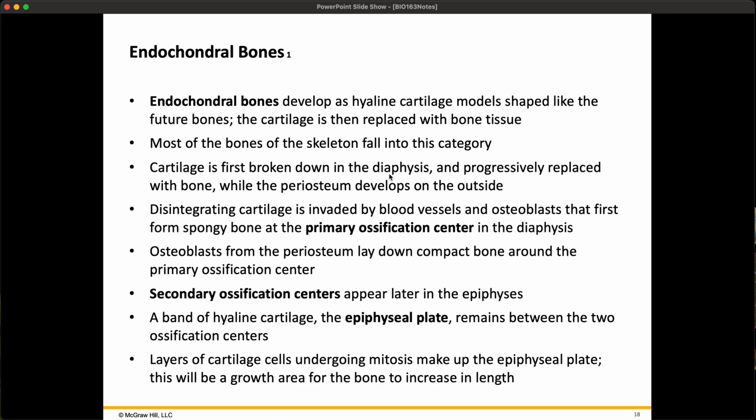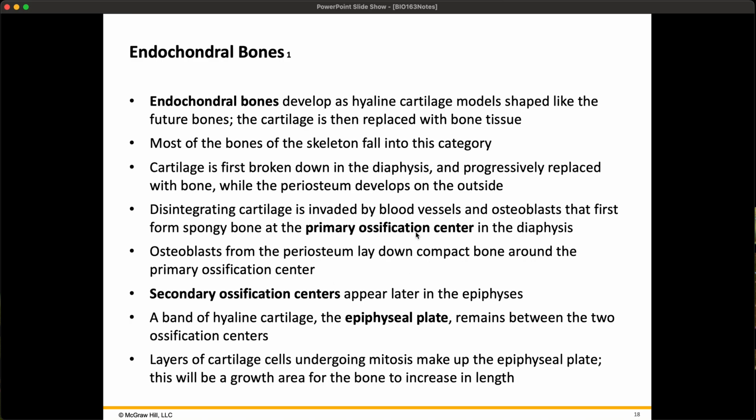First, it's broken down in the diaphysis. They break down the cartilage in the diaphysis. That starts to get replaced with bone and the periosteum on the outside. And then it starts to develop in the epiphyses. You start to get that ossification in the epiphyses secondary.